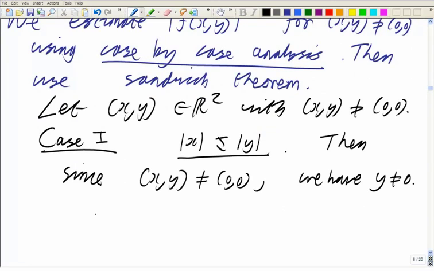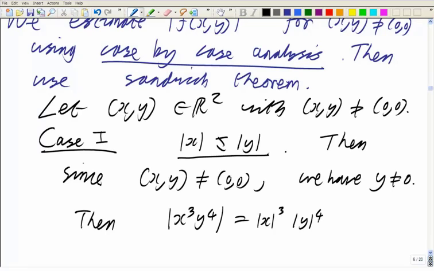We want to look at the top, modulus of x cubed y to the fourth. That's equal to mod x cubed mod y to the fourth. But mod x is less than mod y, so that's smaller or equal to mod y cubed mod y to the fourth, equals mod y to the seventh.